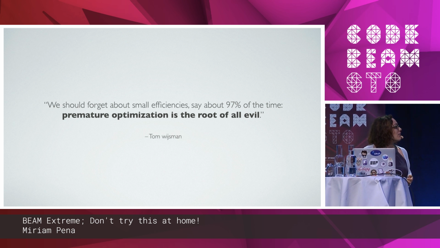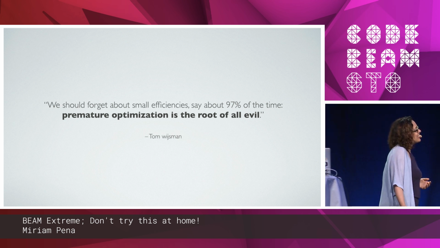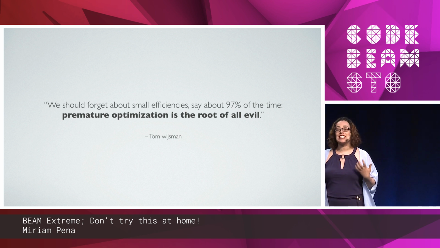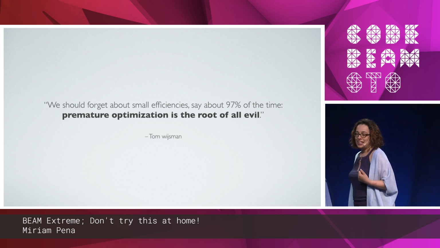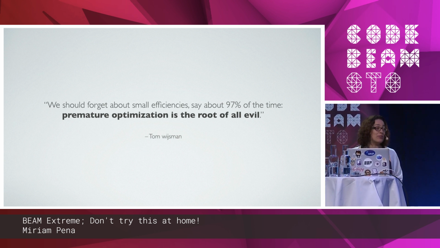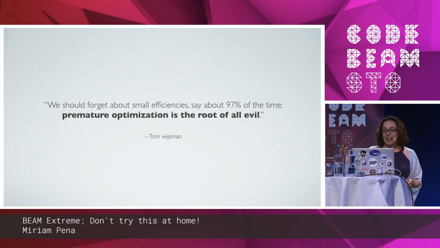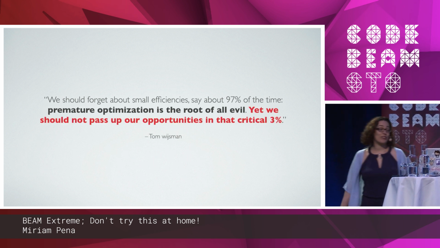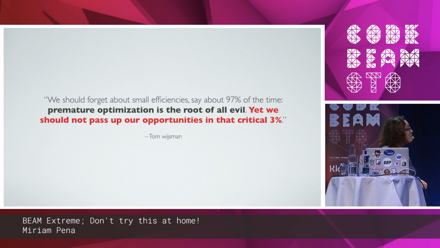A wise man once said, we should forget about small efficiencies. 97% of the time, premature optimization is the root of all evil. Reliability and readability are more important. However, we should not pass up on opportunities in that critical 3%. And let me explain why.